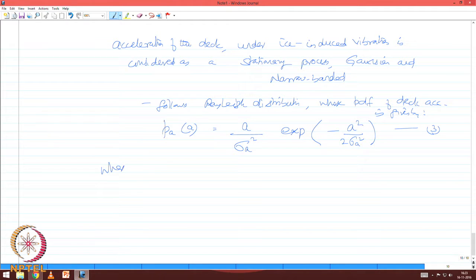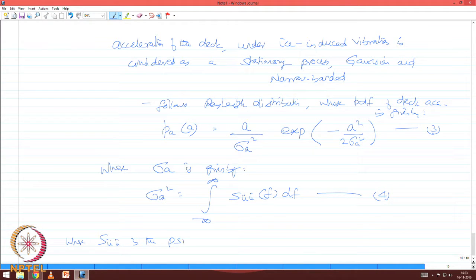Where sigma A is given by the integral from minus to plus infinity of S u double dot f df, where S u double dot is the power spectral density function of the deck acceleration response, which is an outcome of ice load on the platform.